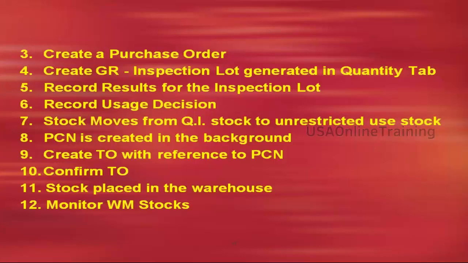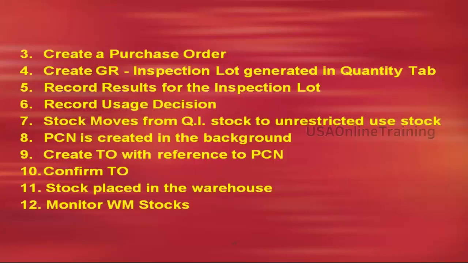Once the quality inspection lot is created, we cannot use the stock. It goes to the quality department to check the quality of the material, and finally the quality department people will decide whether they want to accept the lot or reject the lot. Let us say it is accepted. Then the stock moves from quality inspection stock to unrestricted use stock.